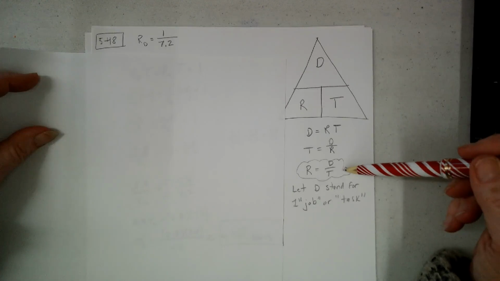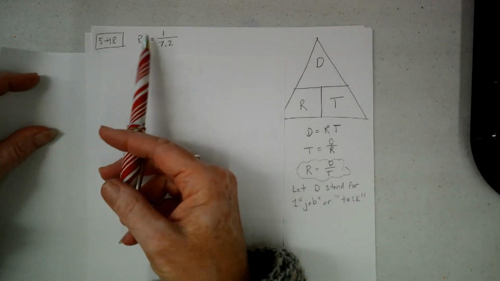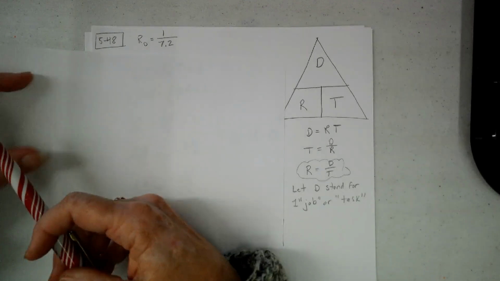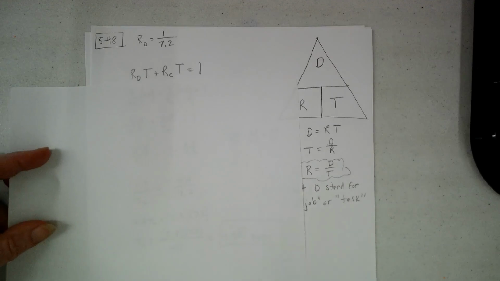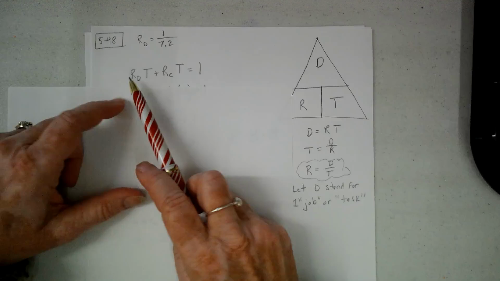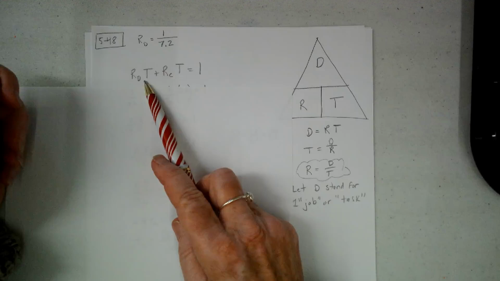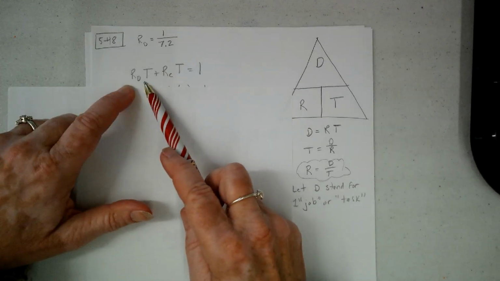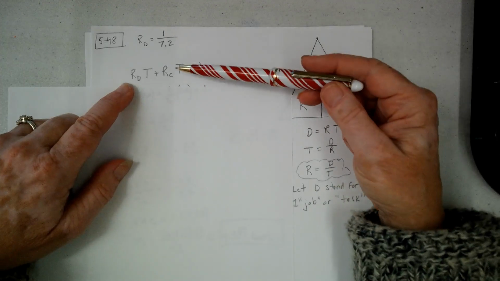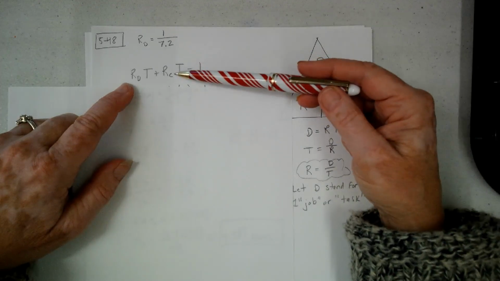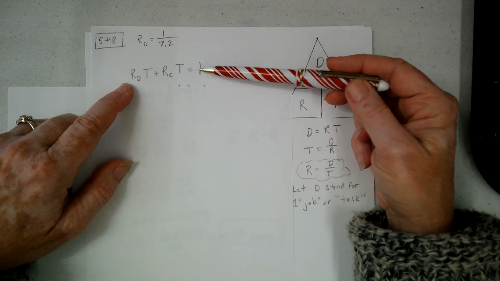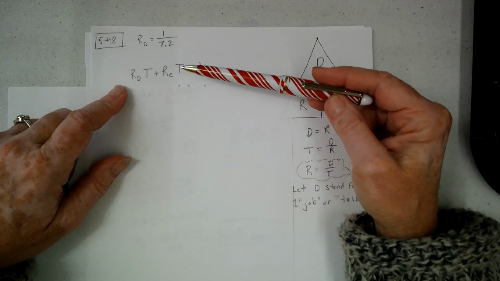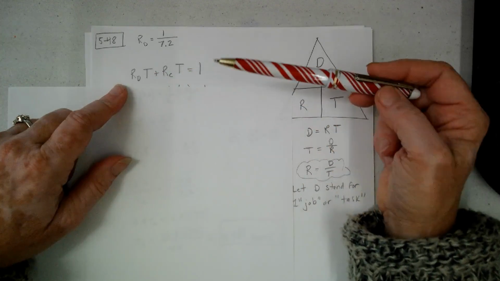We have the rate of Dolores. She does one shelf in 7.2 hours. So we're going to set up a little problem. When they work together, rate times time is distance, right? However much of the job gets done by Dolores, plus however much of the job gets done by Camille, is going to equal the one job, or the one task, of stocking the shelves. So rate times time of Dolores plus rate times time of Camille.